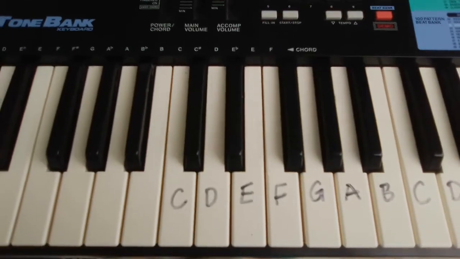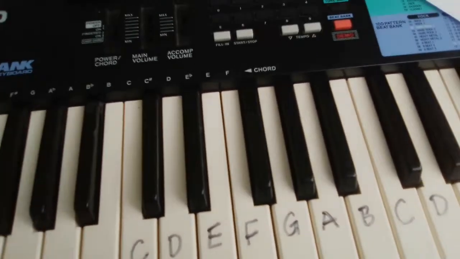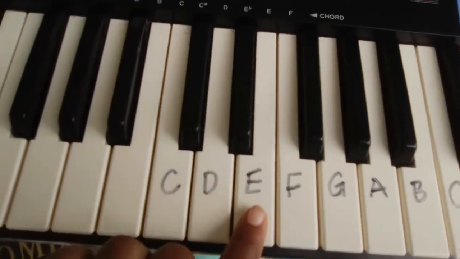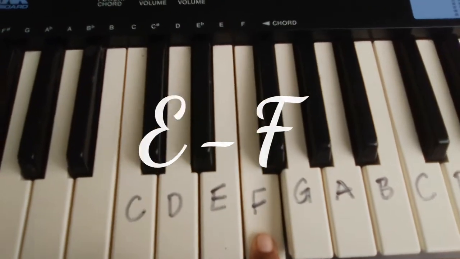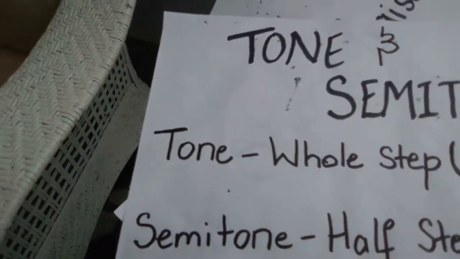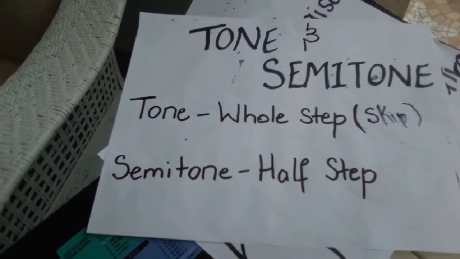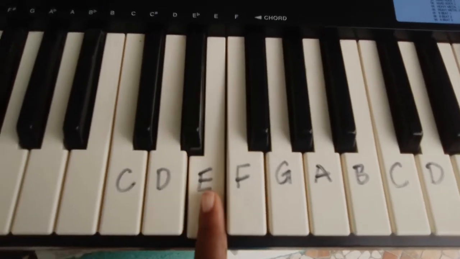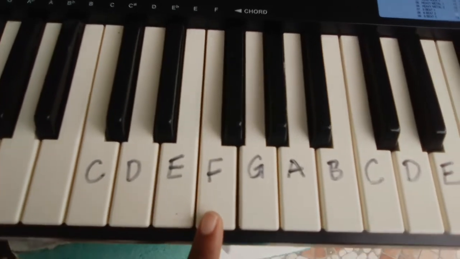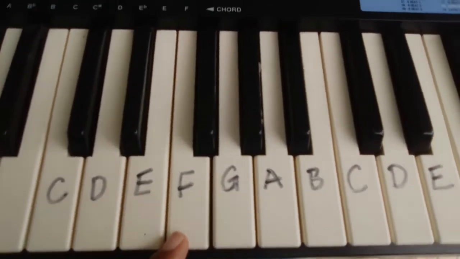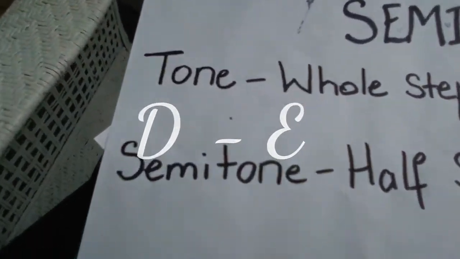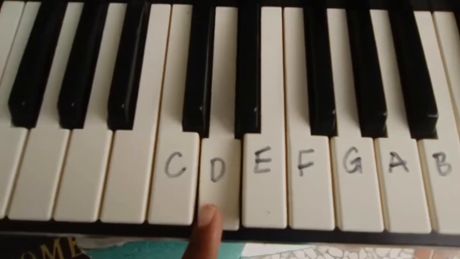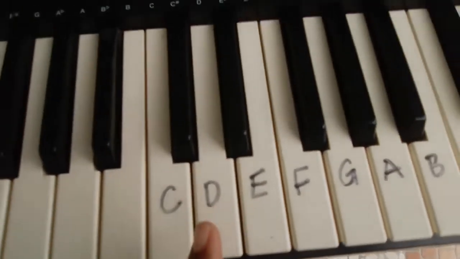All right, let's go. Let's look at number 3. Number 3, E to F. Record your answer, tone or semitone. We're doing E to F. Number 4, D to E, sorry. And you're recording if it's a tone or a semitone.